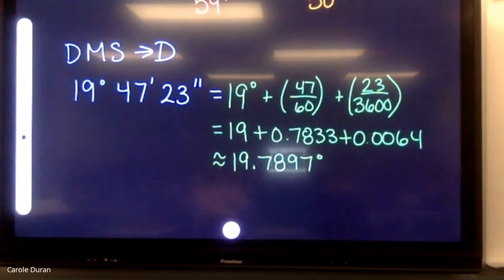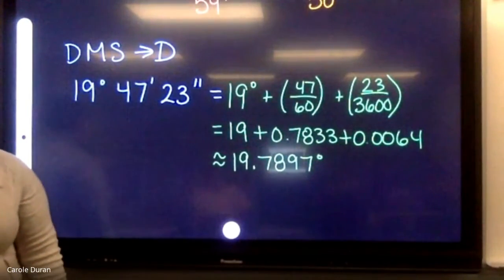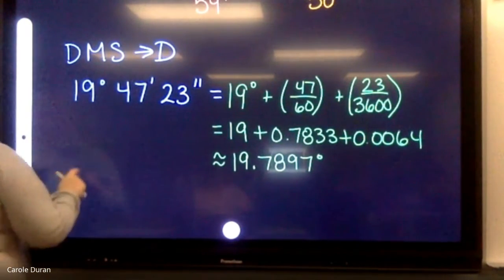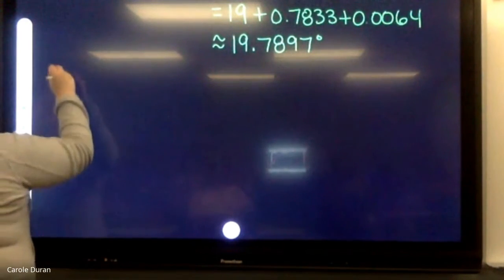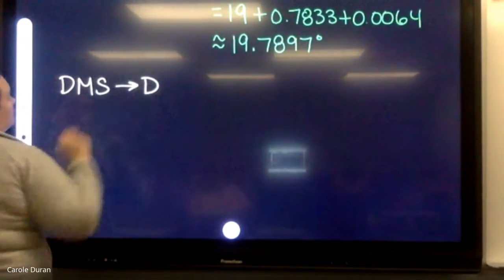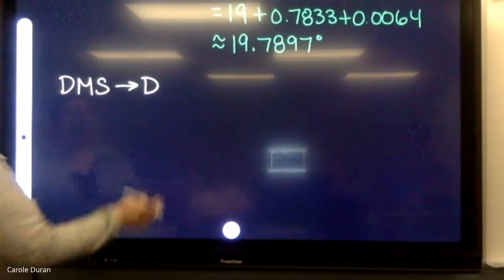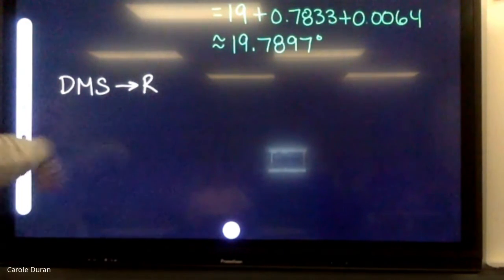Would you like to do another example? Yes. Okay. Any questions, concerns, or issues with that specific example? No? Okay. So let's go ahead and do another one. Again, going from degrees, minutes, seconds to degrees. Actually, we're going to go from degrees, minutes, seconds to radians. We're going to go the whole shebang.